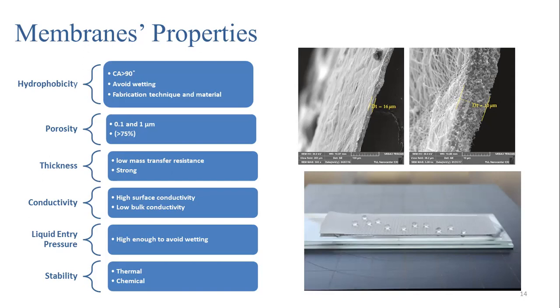And the most important one is thermal and chemical stability. If the membrane is not thermally stable, it will collapse under the heat difference. And because we are removing contaminants, we expect the membrane to be chemically resistant.